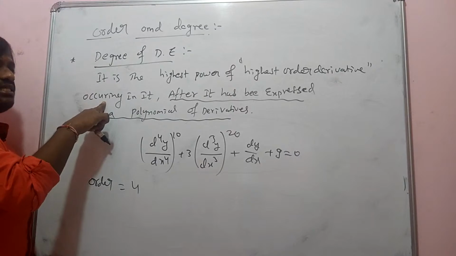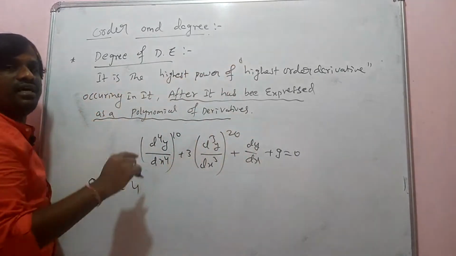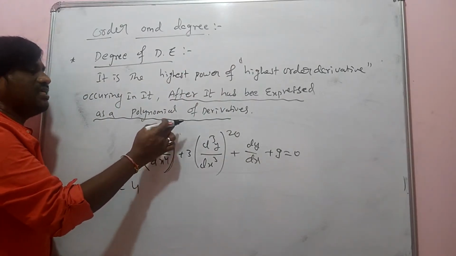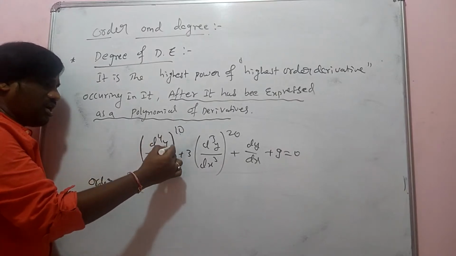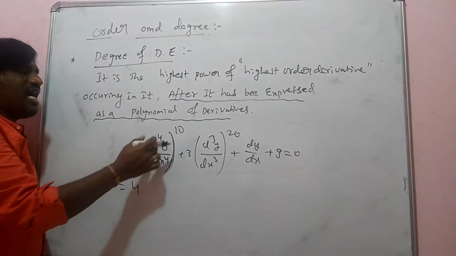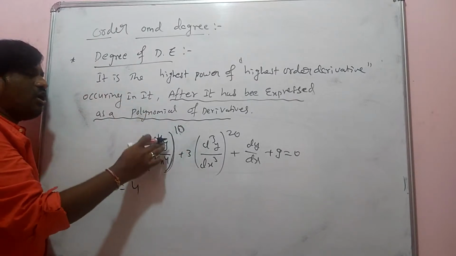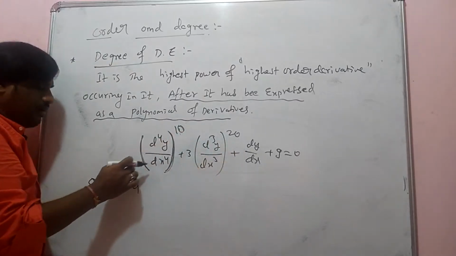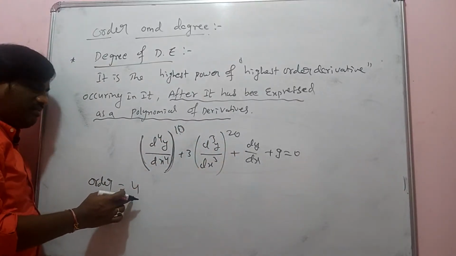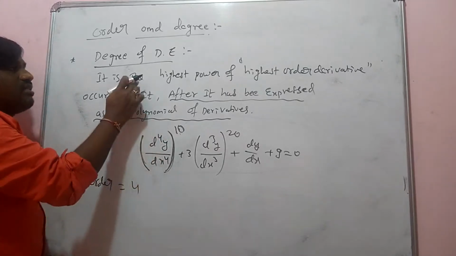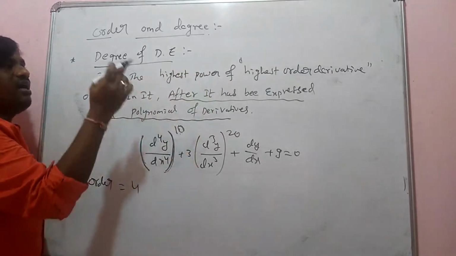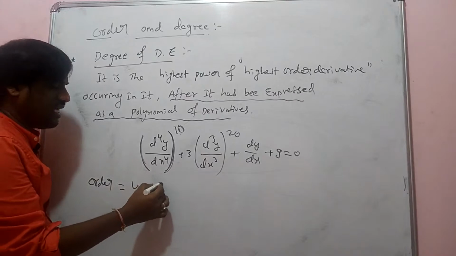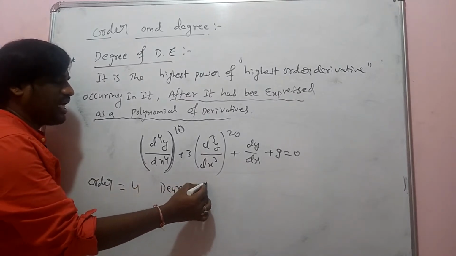And what is the degree? The highest power of the highest order derivative. This is the order, and whatever power is on that highest order derivative, that power is the degree. So don't take this one. You have done the derivative 4 times, and for this order, the highest power of the highest order derivative occurring in it is called the degree. So the degree here is equal to 10.